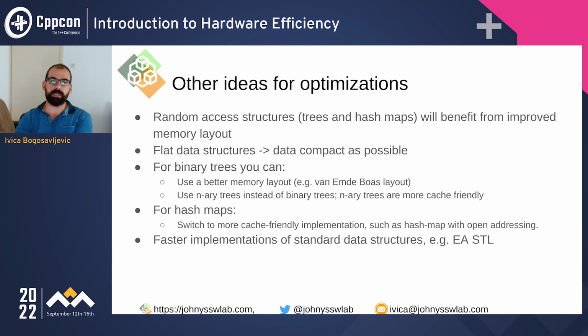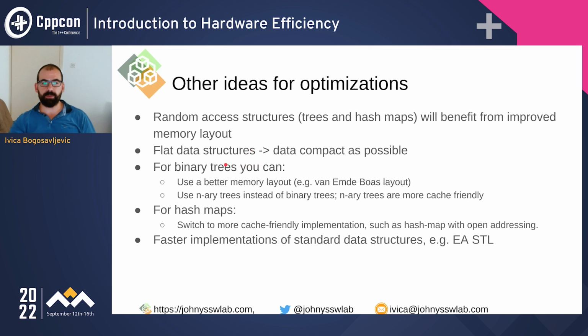So the other idea is how to optimize memory bound programs. If you have random access data structures such as trees and hash maps, you can improve them by making a better memory layout. First of all, you want to make your data as compact as possible. And for that, you have flat data structures, such as flat hash set, flat binary tree, flat map. This means that the data are not distributed all around memory. They're in just one compact block of memory.